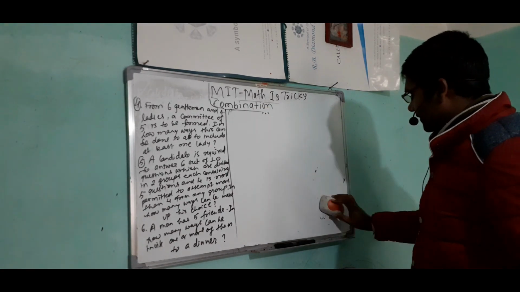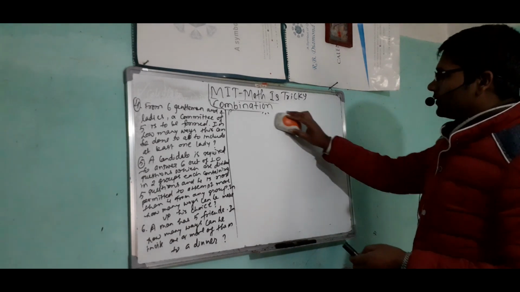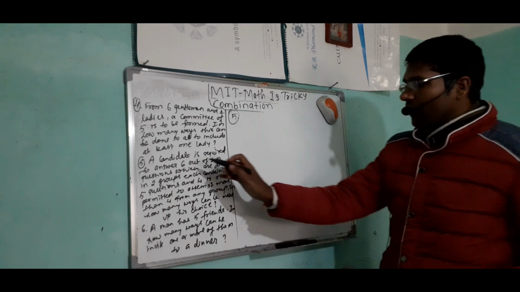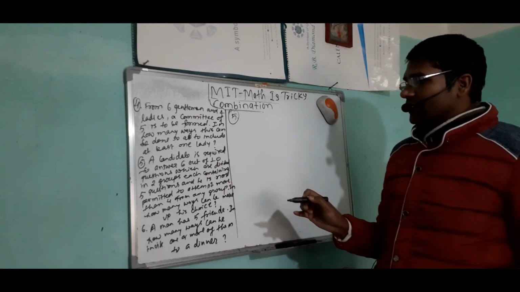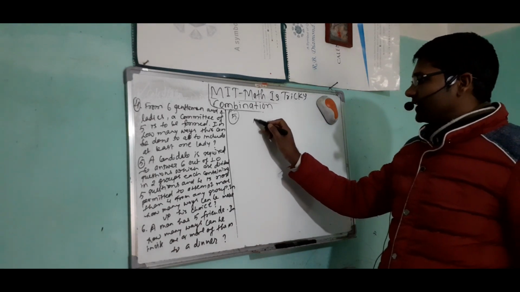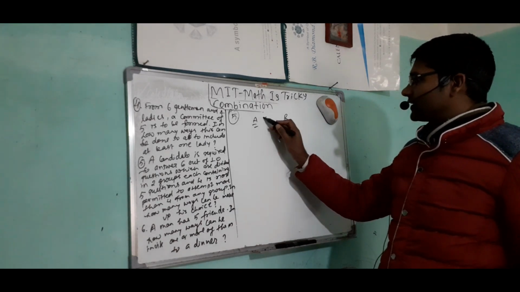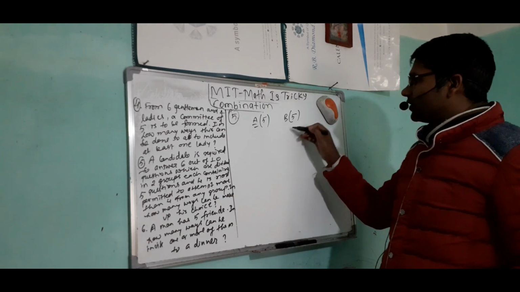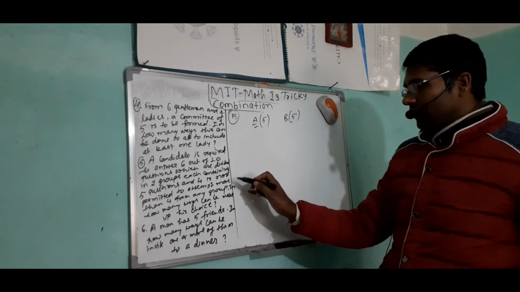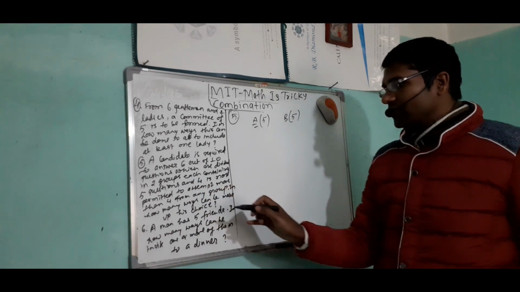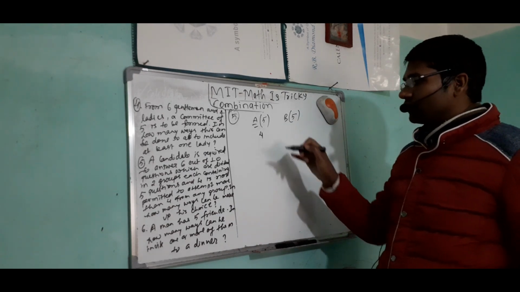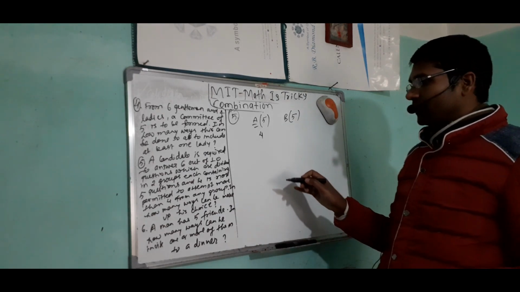Okay, so question number 5 is here. A candidate is required to answer 6 out of 10 questions. Okay, so there are 2 groups, each contains 5 questions, altogether 10 questions. So they are divided in 2 groups, each containing 5, and he is not permitted to choose more than 4 questions. So he can choose maximum 4 questions from one group.